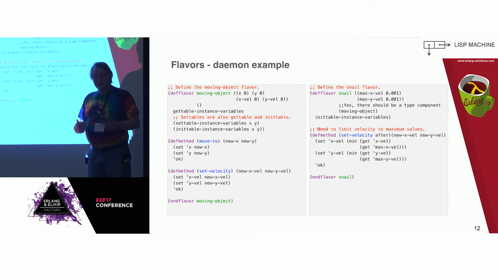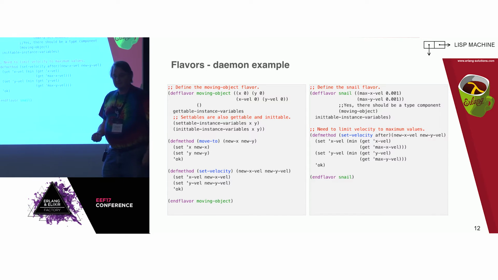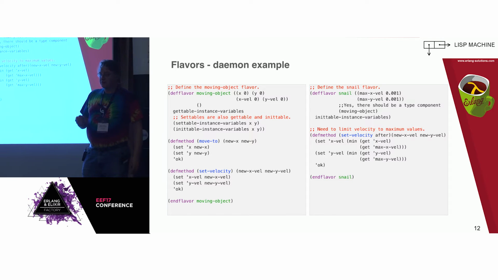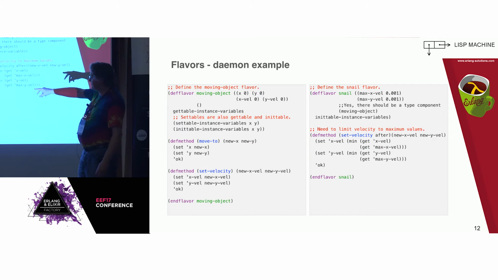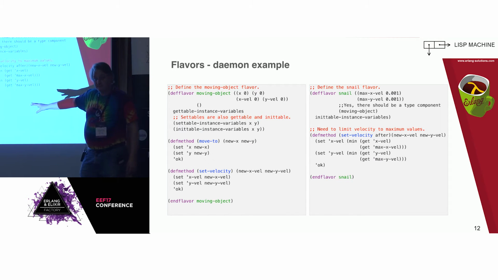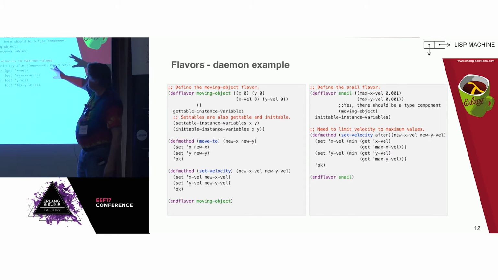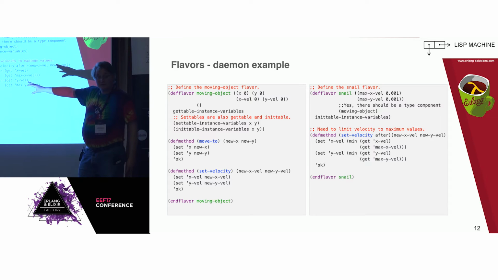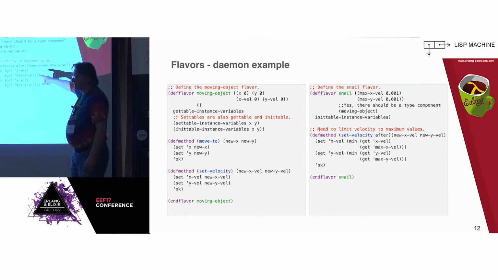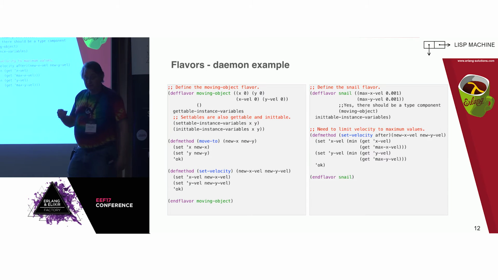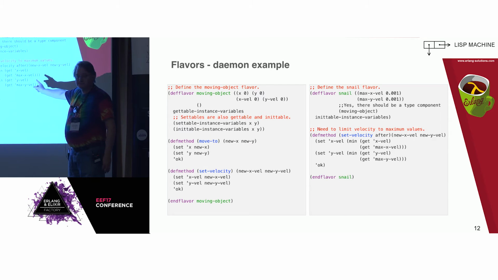The trouble is, I want to get into the set velocity. I want to make sure that the velocity is not too fast, right? Now, if I was to define a set velocity method, there's no guarantee that mine's going to be called. My snail might be together with a moving object or something else which has a set velocity which overrides my set velocity. So how can I get in? Well, I can define an after daemon. So I know that if the set velocity method is called, my after daemon will always be called.